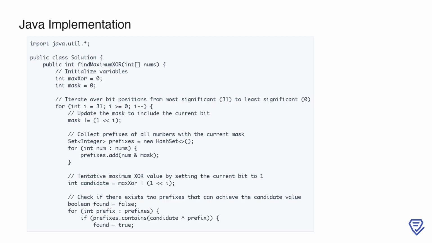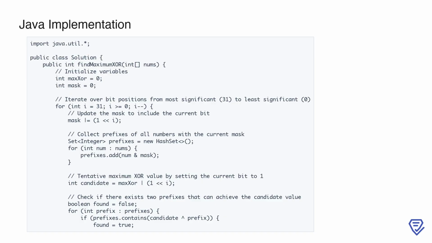In this Java implementation, we start by defining a class called Solution and a method named findMaximumXOR, which takes an array of integers called nums as input. To begin, we initialize two variables, maxor to store the maximum XOR value, initially set to 0, and mask, which helps us isolate specific bits during the computation, also starting at 0. The key idea here is to iterate over all bit positions, starting from the most significant bit, which is bit 31, down to the least significant bit, which is bit 0.